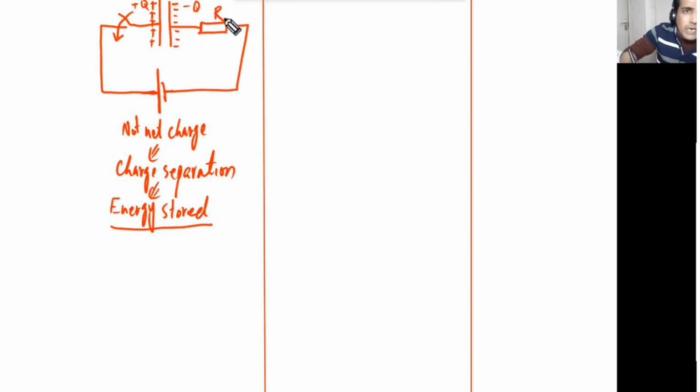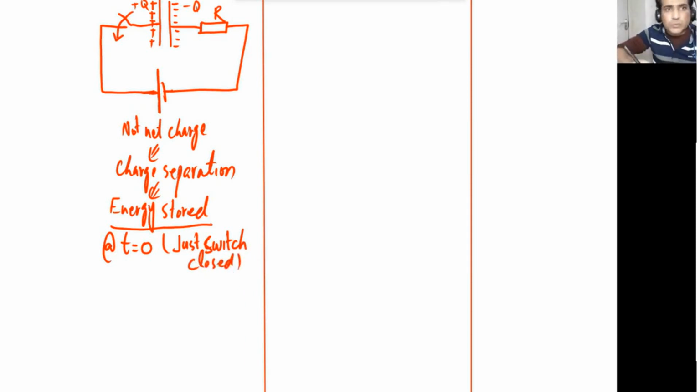So this is R. At the beginning, at t equal to 0, when you just close the switch, I will simply say when the switch is closed at the beginning, what will happen is that charge will start flowing. So at this point, if you need to calculate I, what is the value of I?